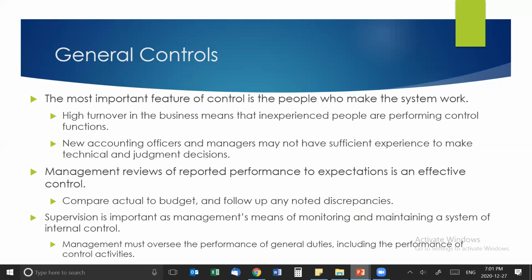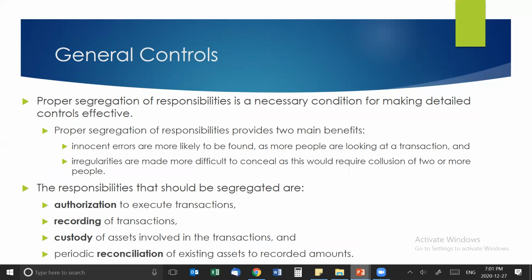Having management review entries, schedules, and financial statements throughout the process is an effective control. They can compare actual to budget on a monthly basis, for example, and then follow up on why there's a discrepancy, and maybe they'll find an error in the accounting because of that. So supervising is important. That is a good control that companies can implement.